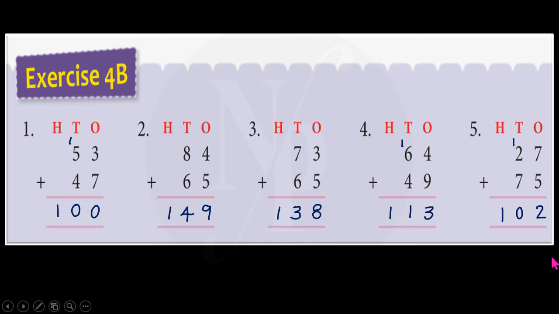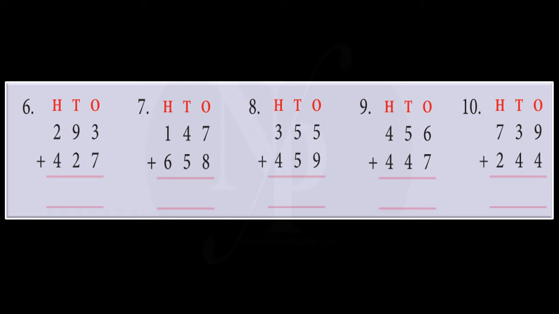Now let us move to the next question. Question number 6. Here we have 3-digit numbers to be added. So 293 plus 427. We add the digits at ones place first. 3 plus 7 is 10, and we know that we have to regroup it as 1 ten and 0 ones. So we write 0 in ones column and 1 ten is carried forward.